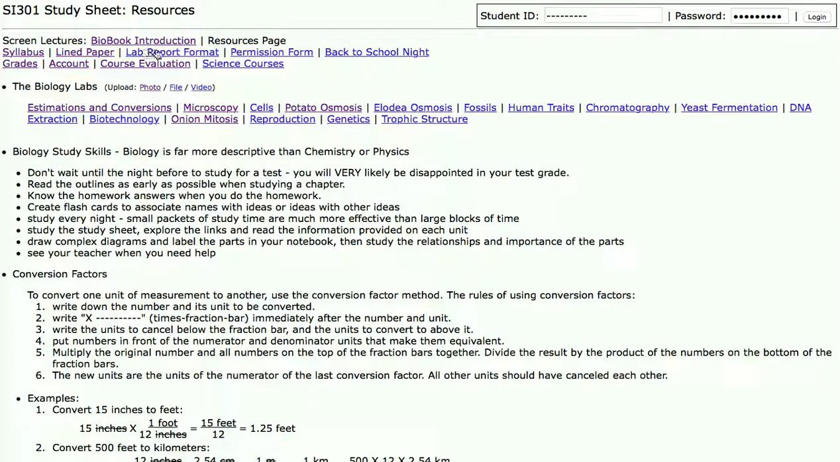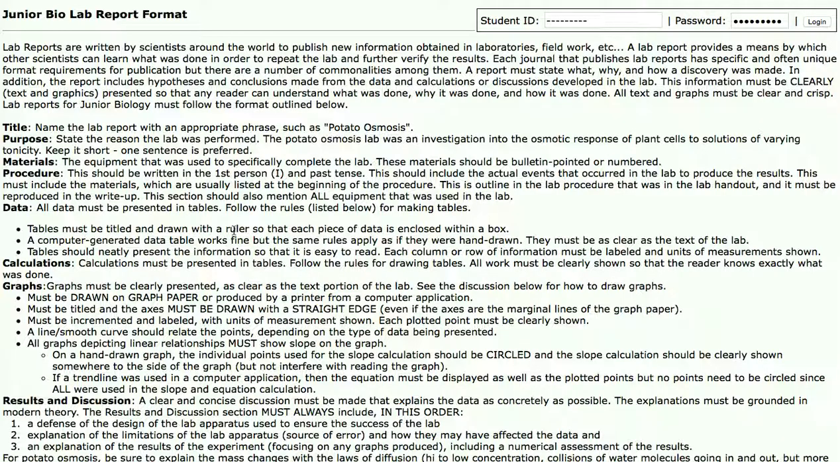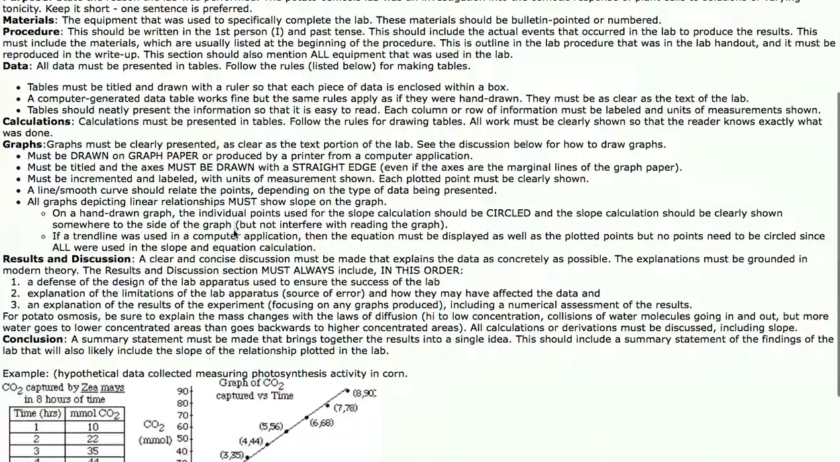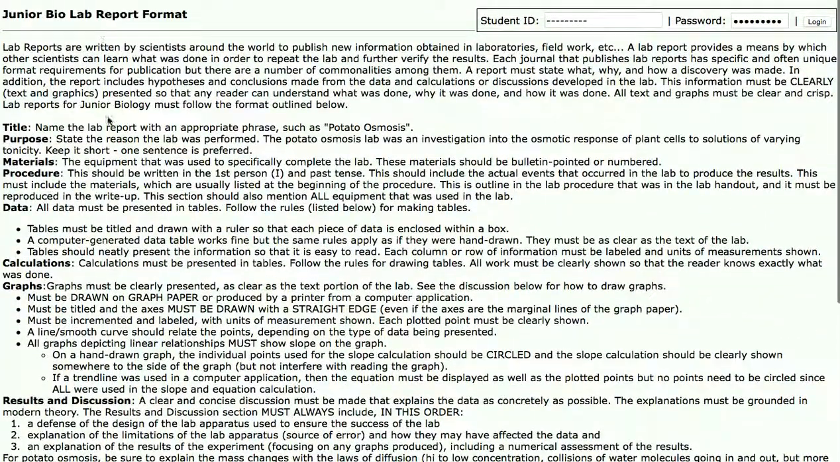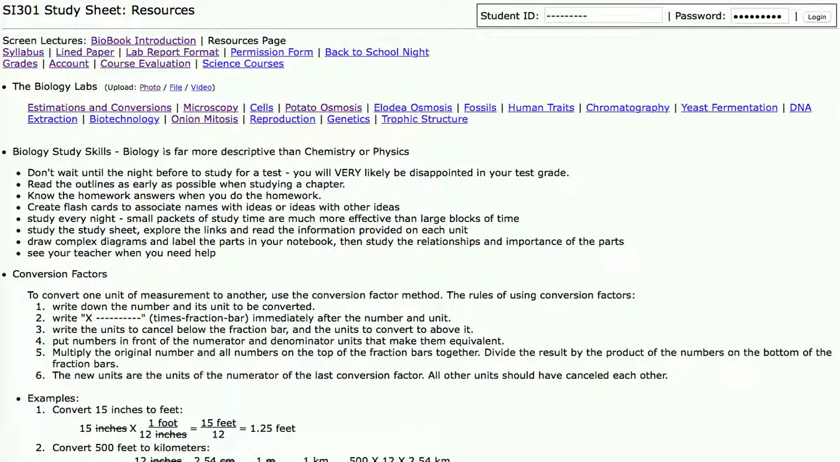In addition, you have a general format sheet on writing lab reports. This link will explain how to actually make a detailed lab report. You'll do a few of these this year. I'm not sure you did any in chemistry, but you'll have a few in biology. But we'll talk more about the specifics of that later.